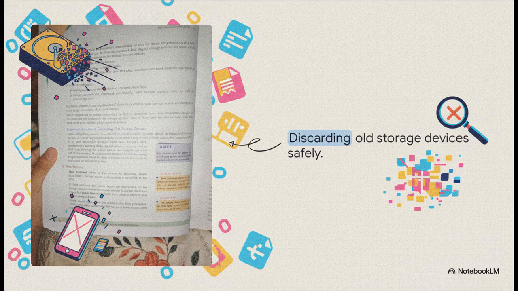The source material highlights a really critical warning here. Before tossing any old hard drive or phone, you absolutely have to use specific software designed to permanently shred and completely overwrite the data, so it is 100% unrecoverable.